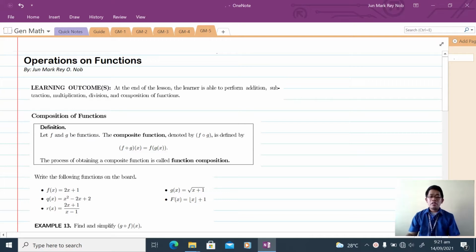This is a continuation to our previous discussion on the operations on functions. Now, our main focus for this presentation is on the composition of functions.